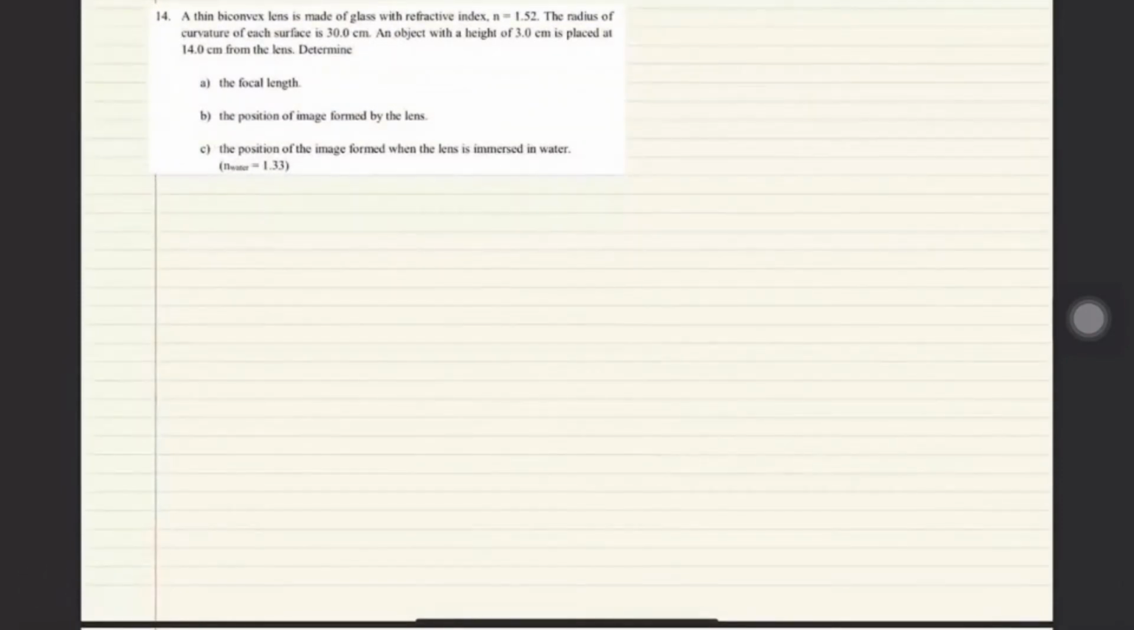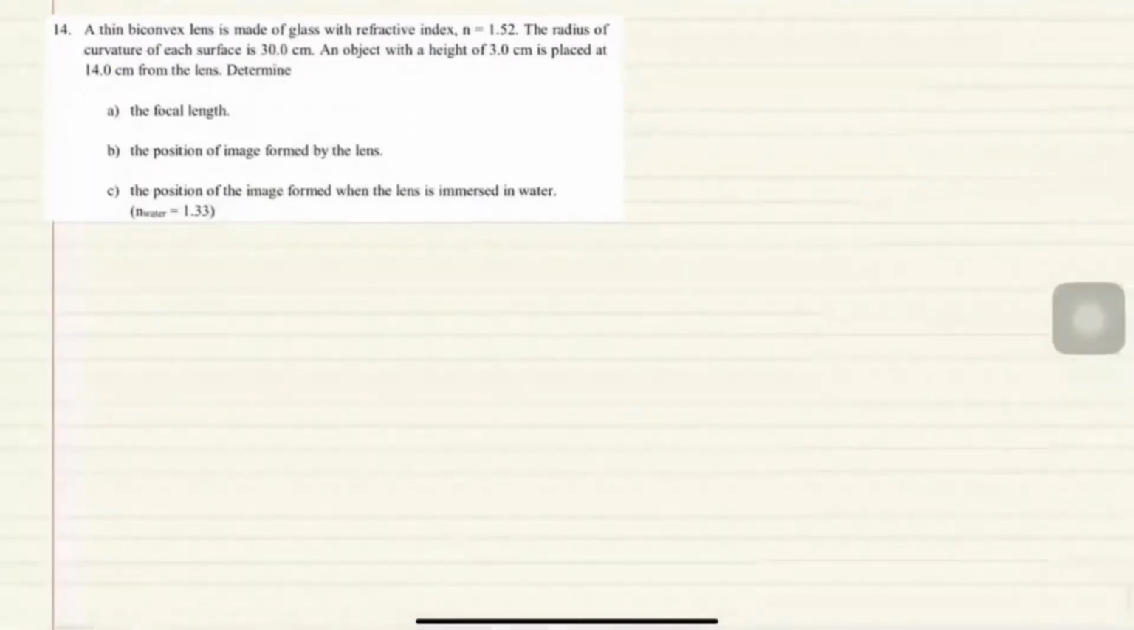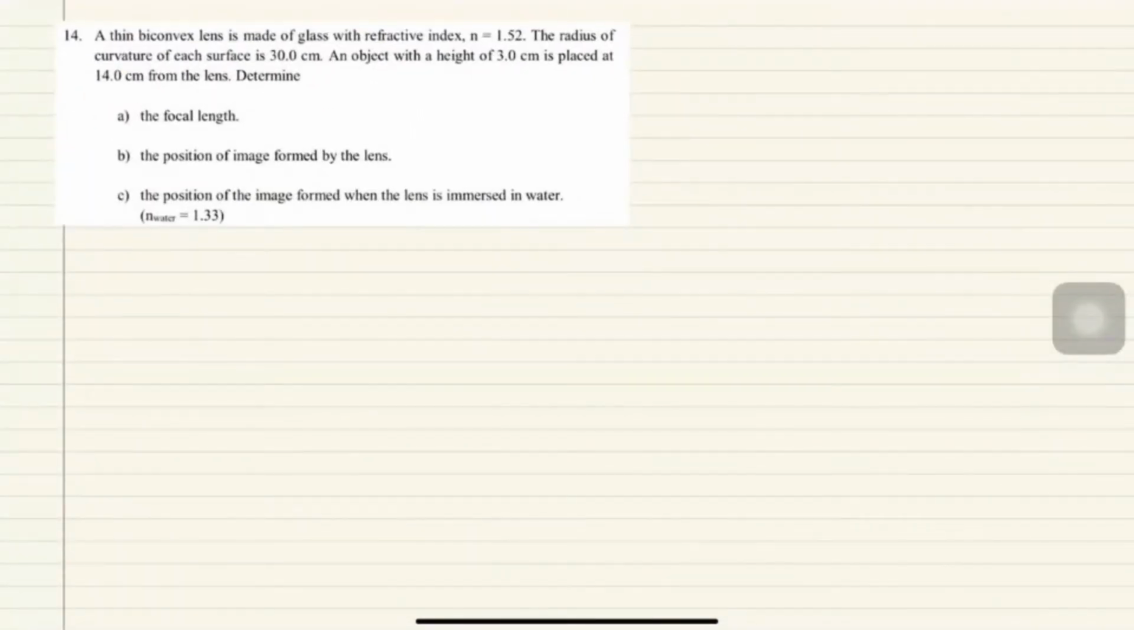Okay. We move on to the next question, question 14. A thin biconvex lens made of glass with refractive index of n equals to 1.52. So dia kata n ni adalah n material sebab dia made up of the glass. The radius of the curvature for each surface is 20 cm. Object with a height of 3 cm is placed 14 cm from the lens and determine the focal length, the position of the image, and the position of the image form bila dia direndam dalam water.